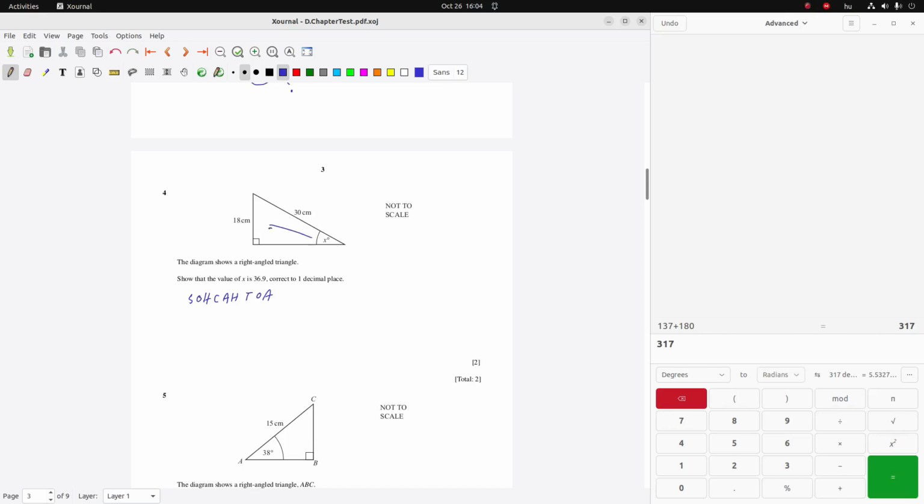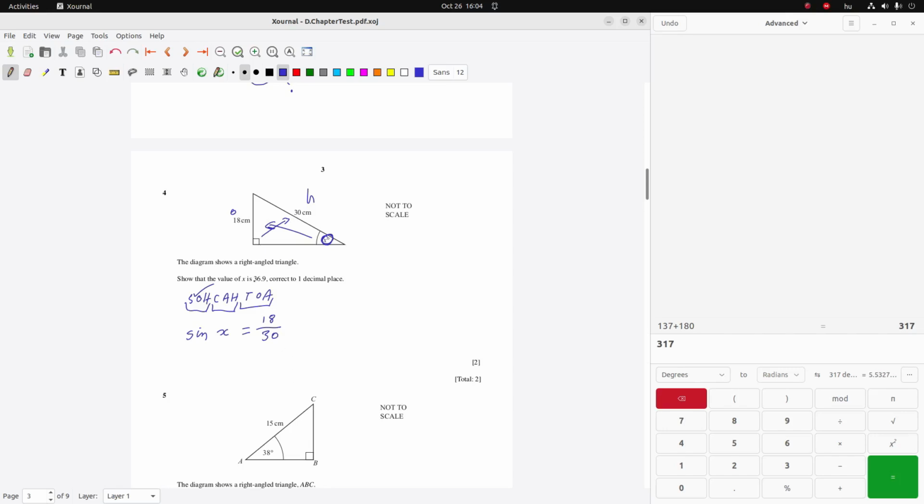The opposite side would be O, and this would be the hypotenuse. Remember, the hypotenuse is always opposite the 90 degrees. And this is the angle we want. So which of these has an O and an H? It's obviously this one. So we know sine of x is equal to opposite over hypotenuse.